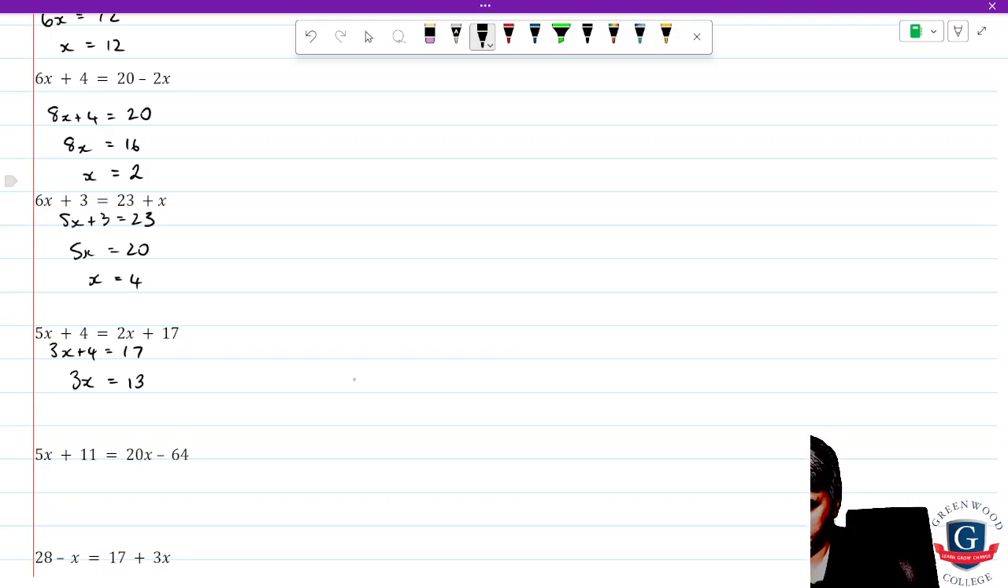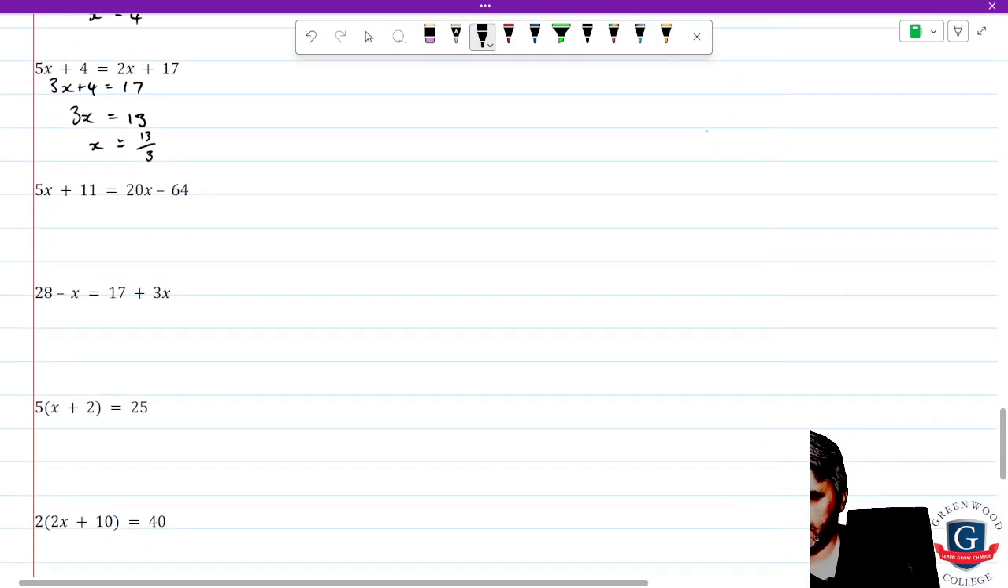It's not going to help much. Subtract 4 from both sides. 13. X equals 13 on 3. The answer is a fraction.